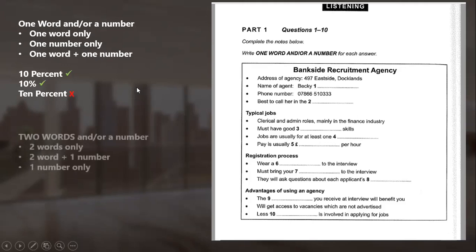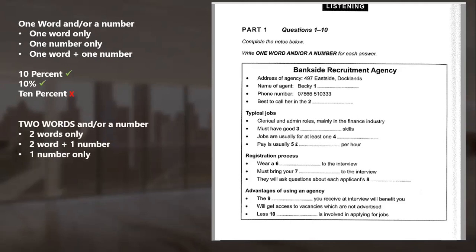Now, what if the instruction says you should write two words and or a number? It's the same principle. It means you can write two words only. You can write two words and a number. You can write one number only. You can also write one word only. Take note of that. So that's the interpretation of two words and or a number. It means you can write below the maximum word stated there, but you cannot write above that limit.